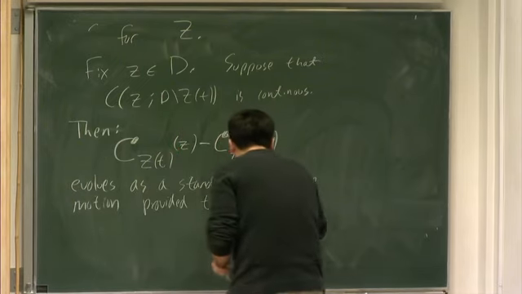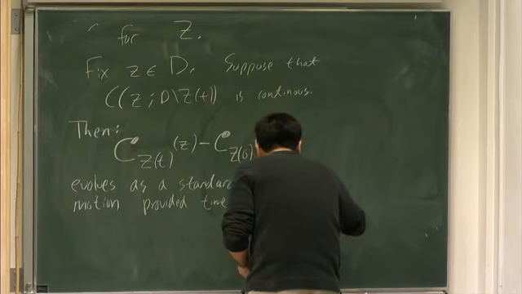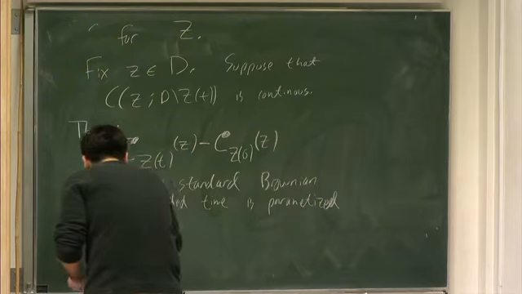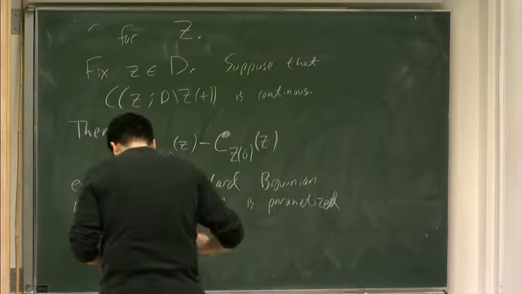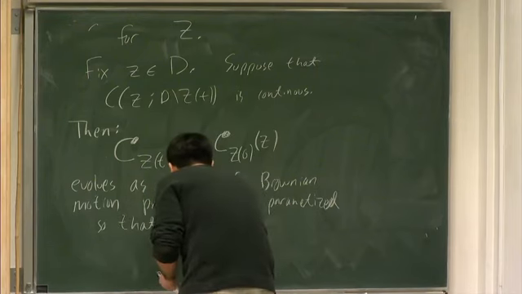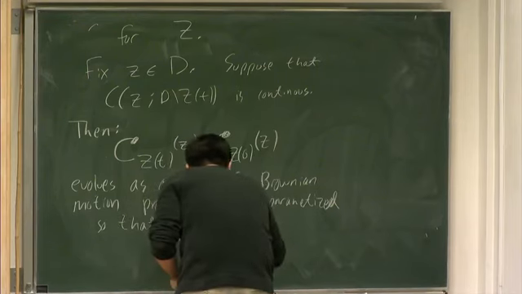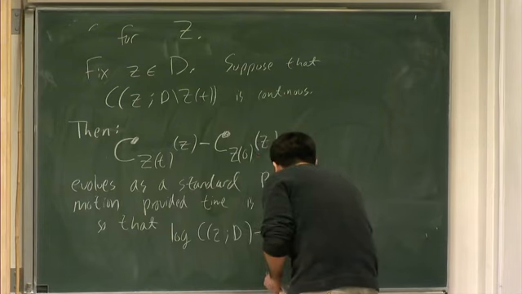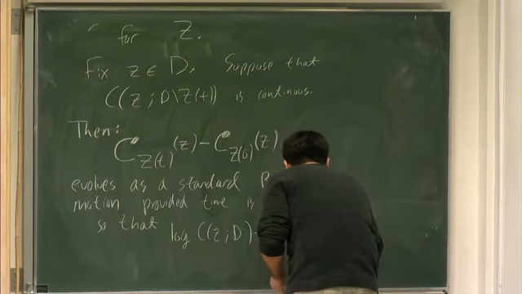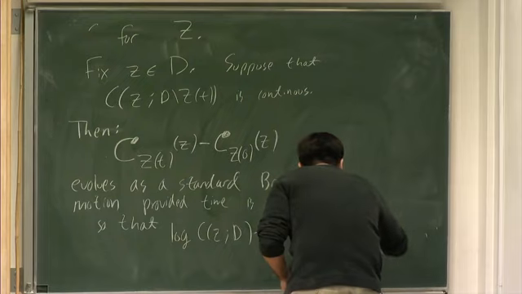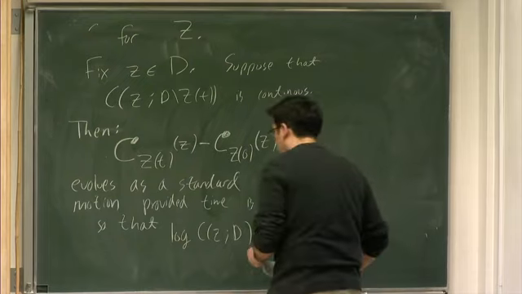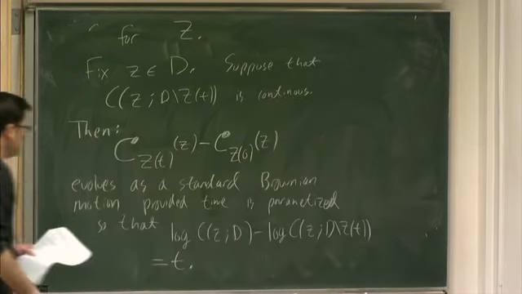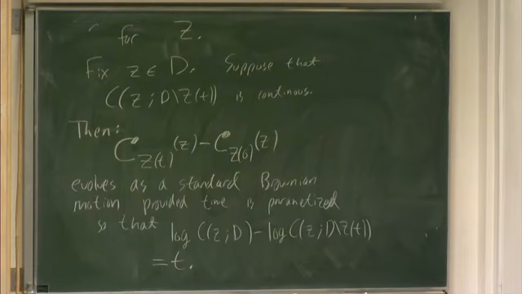time is parameterized appropriately. So if you reparameterize time so that the log of the conformal radius of z in D minus the log of the conformal radius of z in D minus the local set up to time t is just equal to t. Okay, then this conditional expectation just evolves as a Brownian motion.